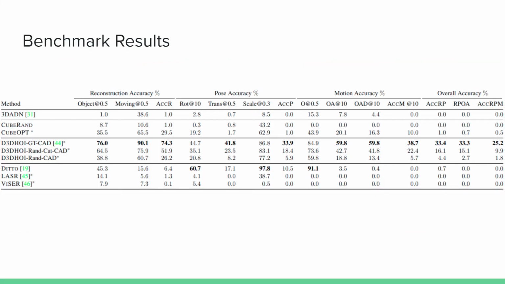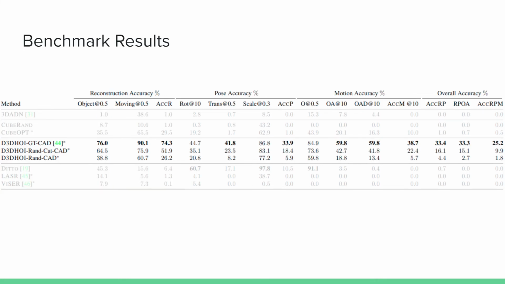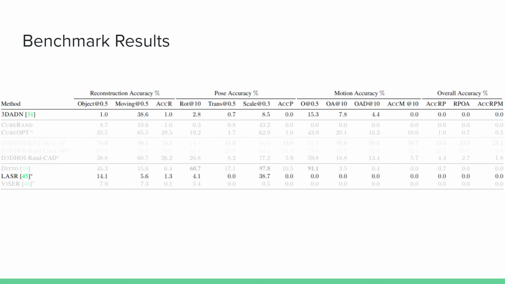Now, we show some quantitative results. We threshold the errors to get accuracies for each of the metrics to make it easier to understand. As we can see, D3D-HOI with ground truth CAD model performs the best on reconstruction metrics. For a fairer comparison, we also consider fetching a random CAD model over all models versus using one with the ground truth category. D3D-HOI RAND-CAD is comparable to CubeOPT, better on some metrics, while worse on others. Note that 3D ADN and LASR struggle here as 3D ADN is unable to predict the base part, while LASR cannot predict the moving parts of the object.